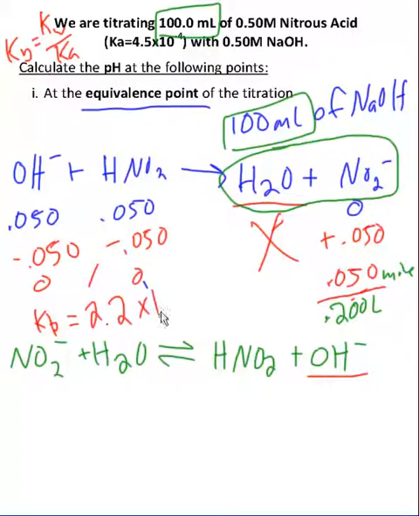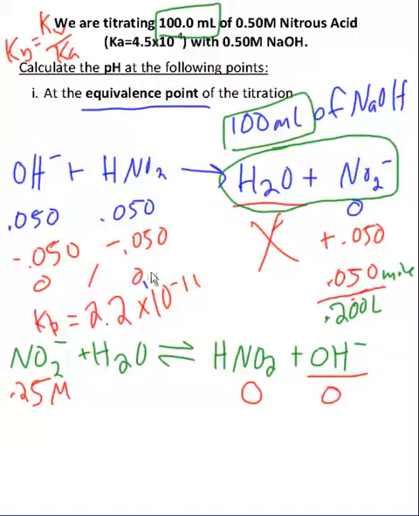2.2 times 10 to the minus 11 is the Kb value for the nitrite ion. My wife's laughing at me right now as I'm sitting at the kitchen table and doing this, sounding like a fool. So now I can set up my ice table. I start with my molarity of the nitrite, which at this point is 0.05 moles divided by 0.2 liters. That is 0.25 molar.